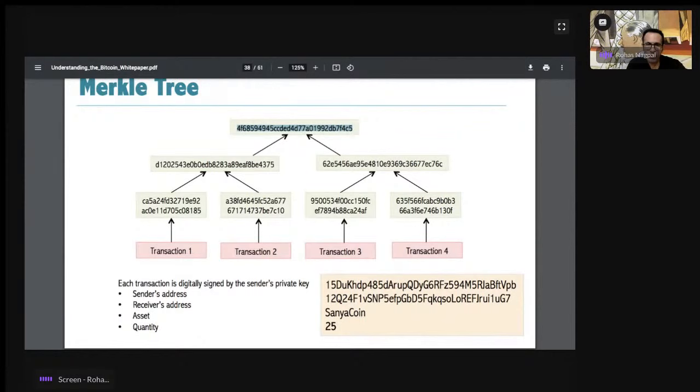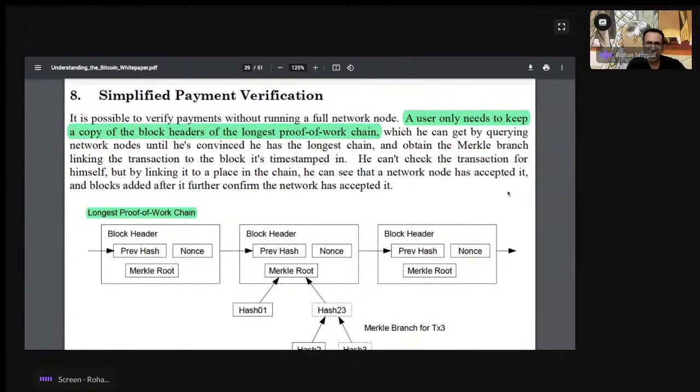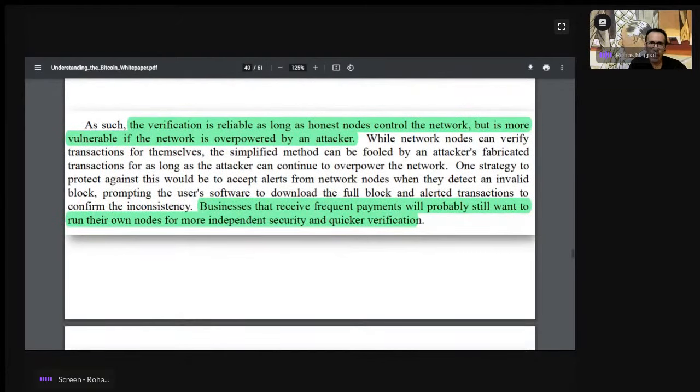Okay. Now let's go to the next one. Now this is something very interesting, that when we look at Bitcoin, we say that a user only needs to keep a copy of the block headers of the longest proof of work chain. As we know, multiple chains are being formed at any point of time. As a user, or rather as someone running the node, you would only keep the longest proof of work chain. Simple to understand. Now let's continue reading the white paper, and if you have questions, please keep putting them.